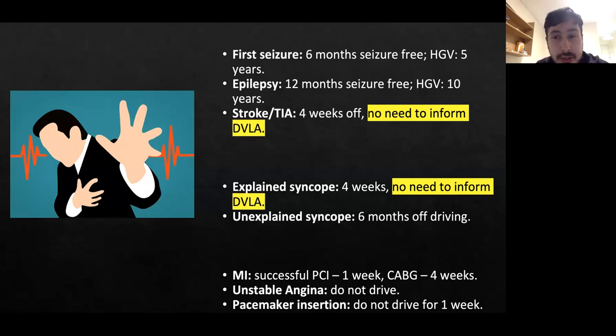So with a first seizure, you have to be 6 months seizure-free before you can drive. If you're epileptic, you need to be 12 months seizure-free. If you've had a stroke or TIA, you have to take 4 weeks off, but you do not need to inform the DVLA. You also do not need to inform for an explained syncope, where you have a reason for your syncope, for example, a vasovagal. But if it's unexplained, 6 months off driving. And there are also some criteria about cardiac stuff, such as MI or unstable angina, that you can remember here.